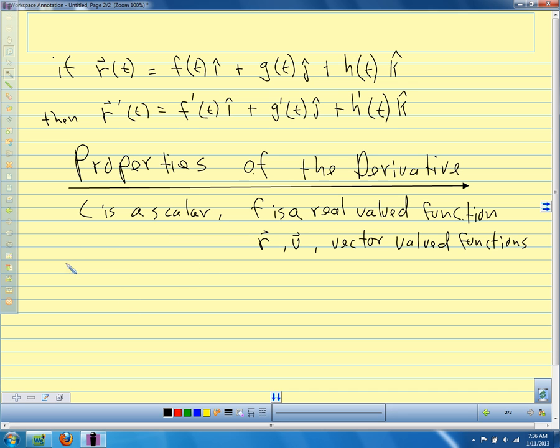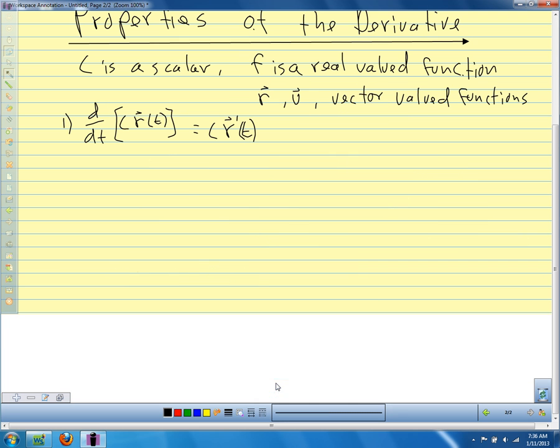All right. So our first property: d/dt of a scalar multiple is just the scalar multiple times the derivative. So that one's nice and easy. The derivative of a sum is the sum of the derivatives. Another easy one. And I'm going to drop the t's here just to make it easier to write. So this is going to be r prime plus u prime.